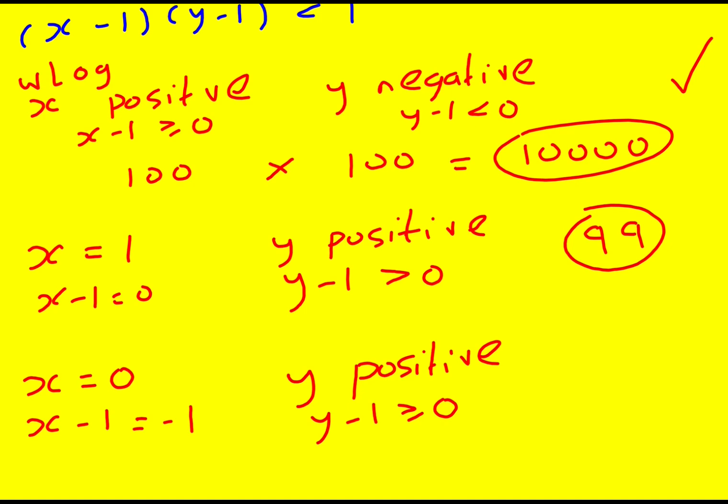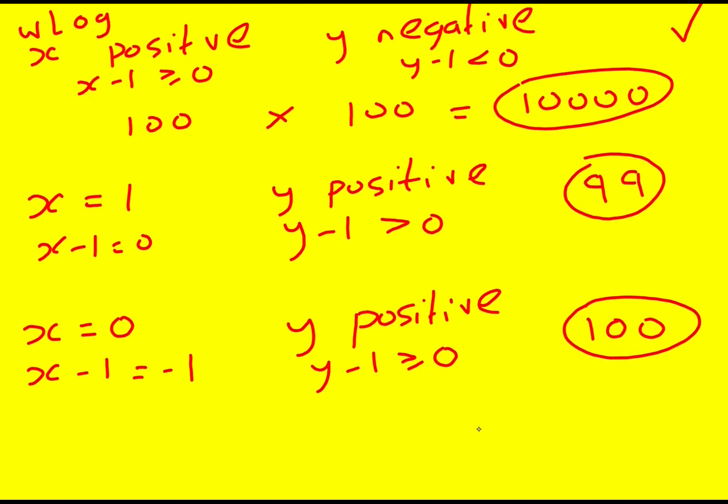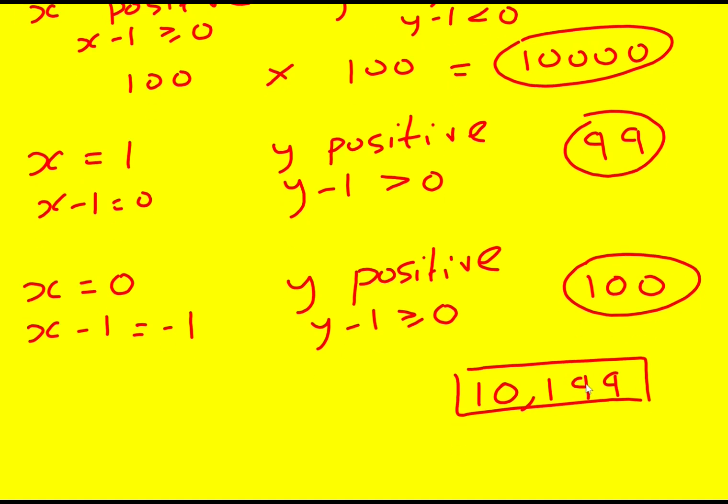I haven't double counted or anything. It's really important to not double count because in all the previous cases, I didn't consider x or y being 0. So I'm now just looking at all the cases where one of the numbers is 0. And for this, it's going to be 100 numbers because we could have 1 to 100 for y. And that is it. So if we sum these together, the final answer is going to be 10,199. That is the number of combinations.